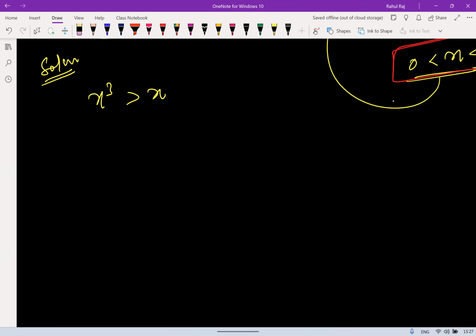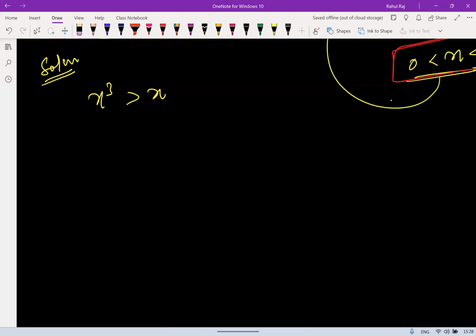X is greater than -1. That will include half also again. X is greater than 1 and the value of x is between -1 and 0. Yep. So perfect. Let's solve this.